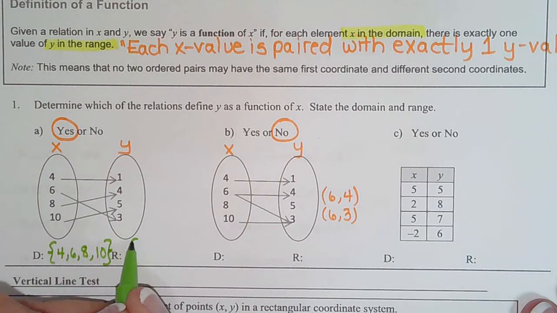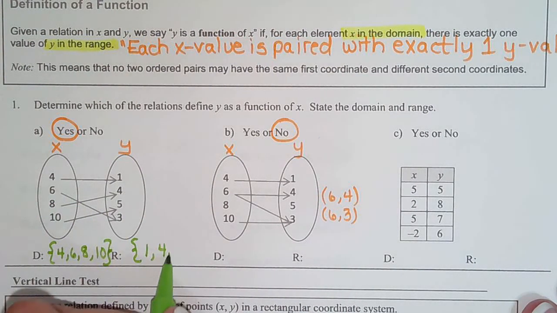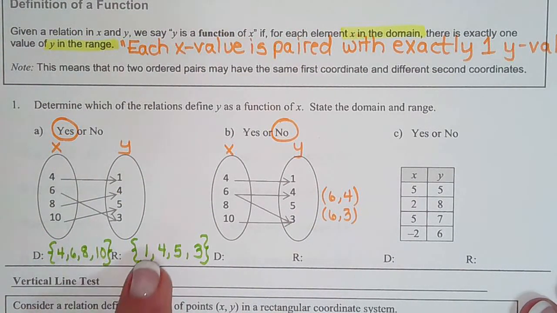Our y values would be 1, 4, 5, 3. And there's no need to put them in order. I just keep them in the order of the problem. Another thing you don't do is repeat. So if there had been 2 4s over here, I wouldn't write it twice. I only write each element once.